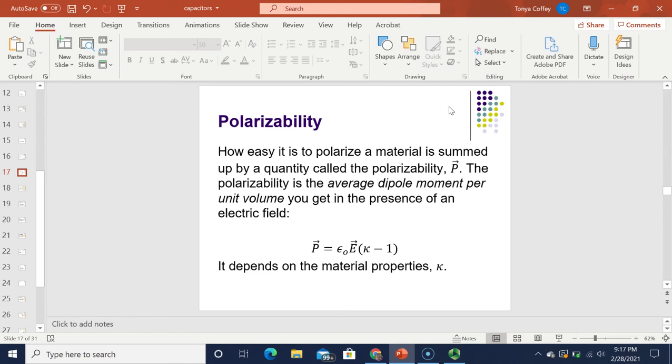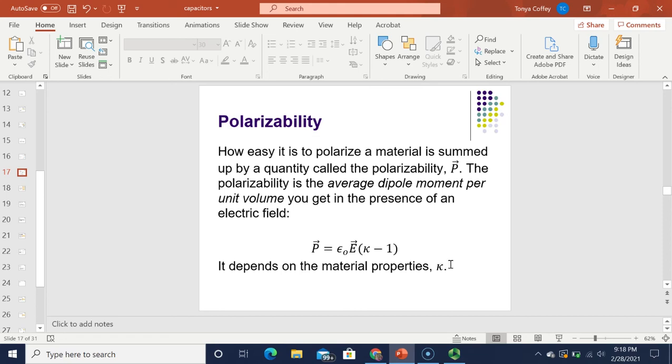Well, it turns out how easy it is to get all that to happen in a material is summed up by a quantity that we call the polarizability, which is often symbolized by a capital P. Now, this is a vector. And the polarizability is the average dipole moment per unit volume in a material that you get when an electric field is present. And since it's a material property, of course, it's going to depend back on that dielectric constant that we talked about in the last lecture, okay?